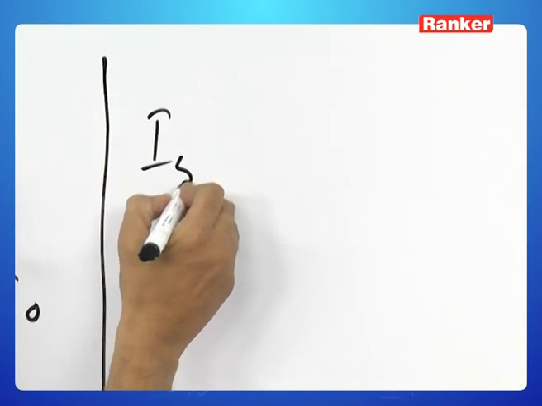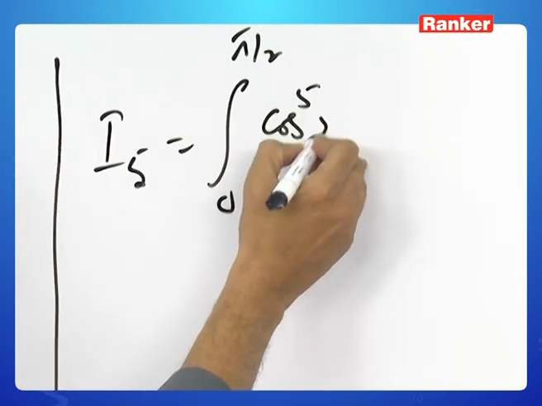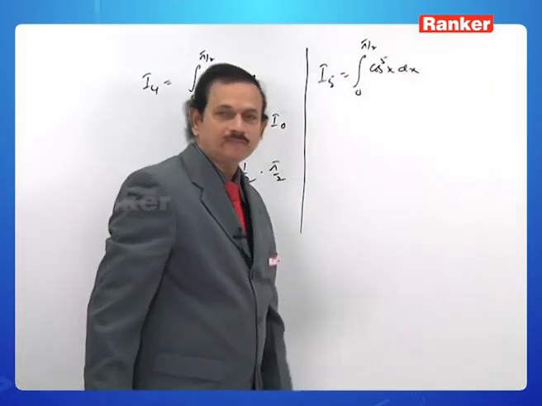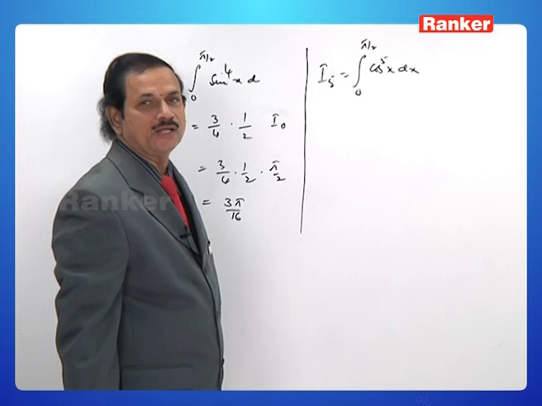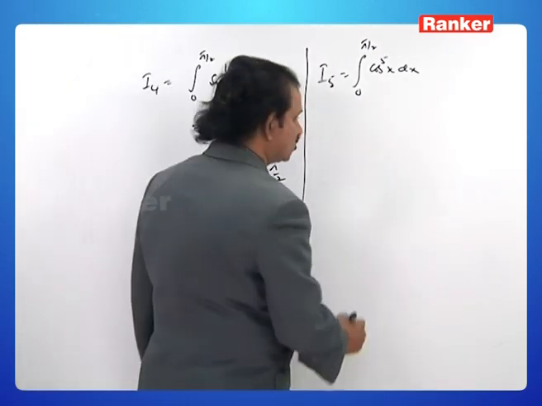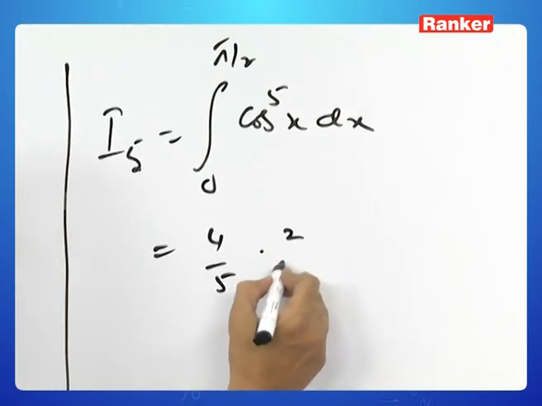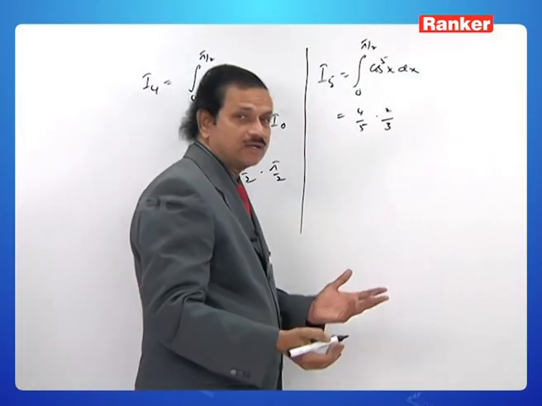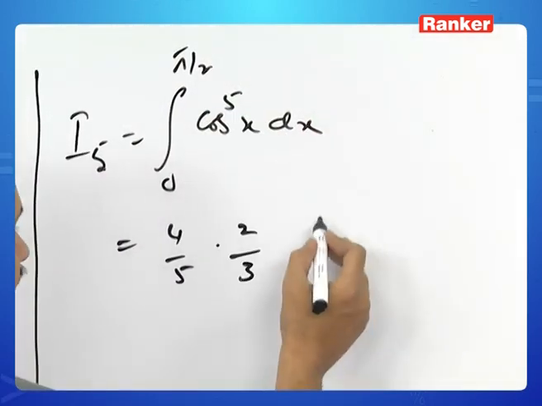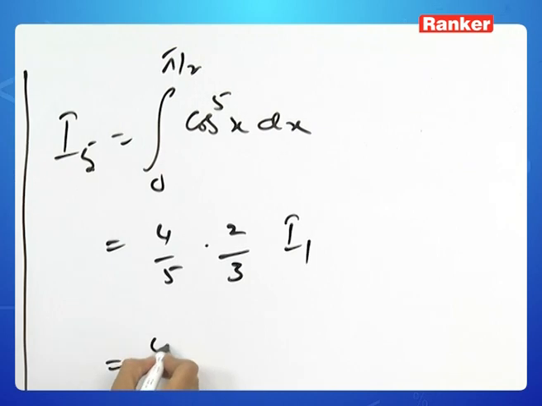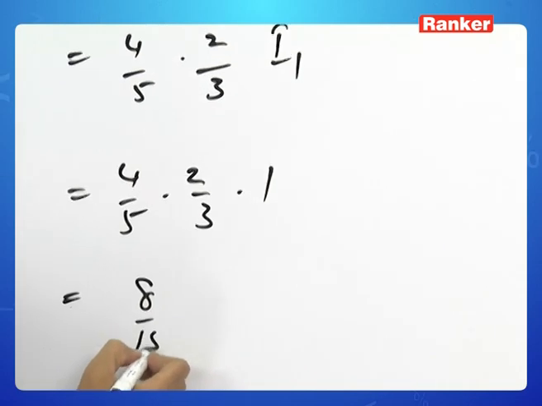One more problem. Take I5 equal to integral 0 to pi by 2 cos power 5 x. We have considered an example of an even power n. Here we have taken an odd power. Let us see what happens. The starting step is (n minus 1)/n, that is 2 by 3. Can you still decrease? No, because 2 minus 2 becomes 0. You stop there. As n is odd, we put I1, which is 1. Hence, it is 8 by 15.